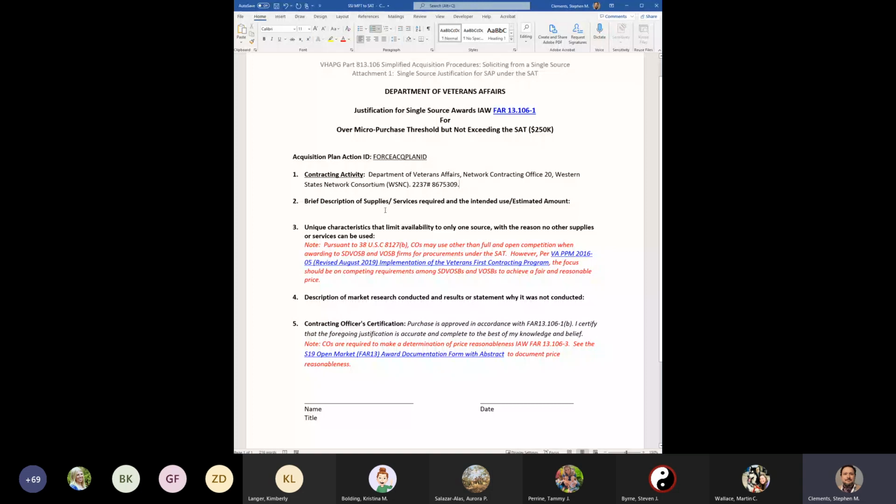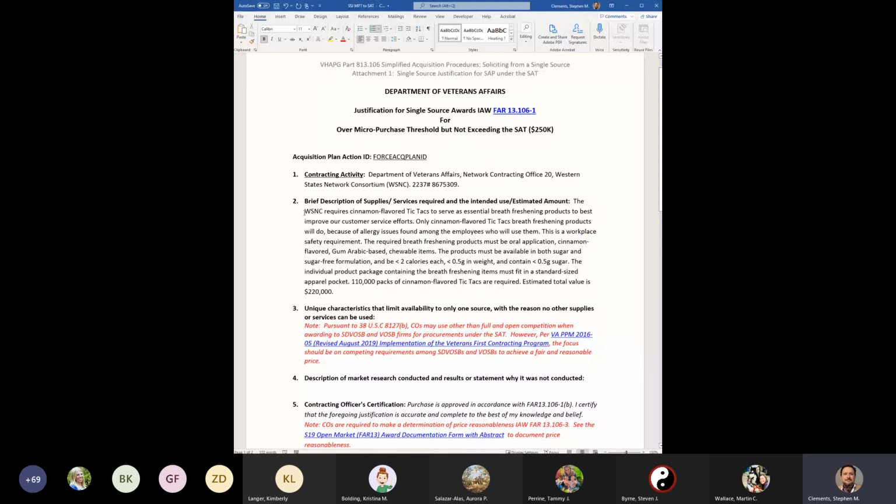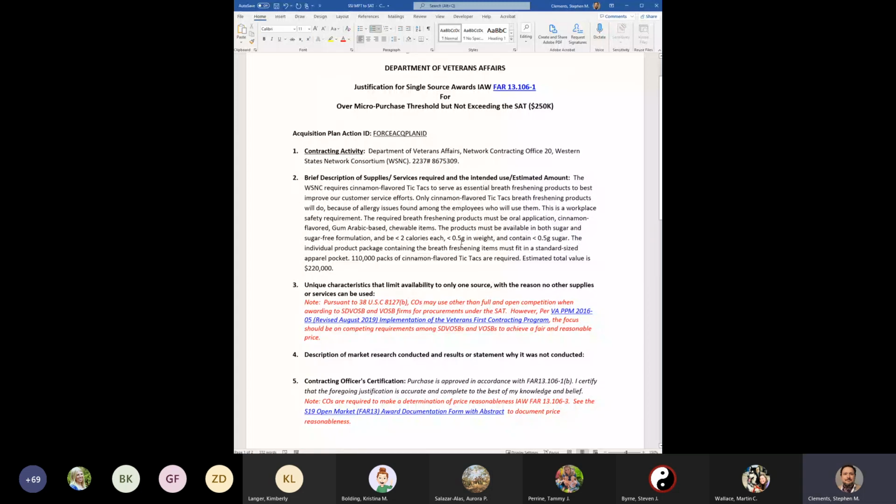All right, brief description of supplies and services required, their intended use, and estimated amount. Now, when they say estimated amount, they mean both the volume of what you're buying and how much it costs. So to sum up what we went over in the requirement description, I recapitulate a bunch of that information saying we require the cinnamon flavored Tic Tacs. Only those will do because of allergy issues. So this is a workplace safety requirement. I go back over the key details describing what it is we're buying, how many, and the estimated total value of it. I'm pretty straightforward.